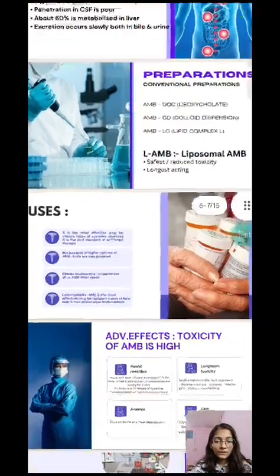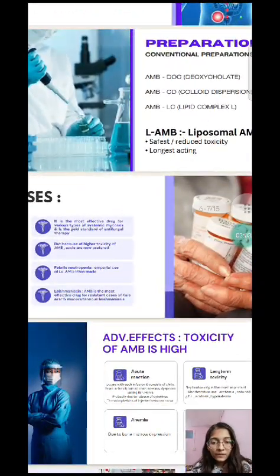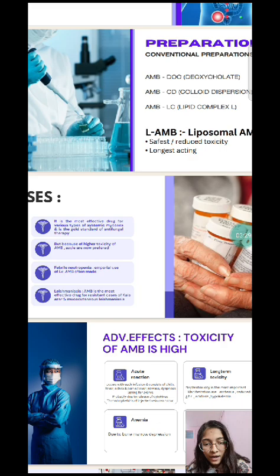Let's see its uses. It is the most effective drug for various types of systemic mycosis and is the gold standard of antifungal therapy. But because of its higher toxicity, azoles are now preferred. Empirical use of intravenous amphotericin B is often made to treat febrile neutropenia. Leishmaniasis. Amphotericin B is the most effective drug for resistant cases of Kala Azar and mucocutaneous leishmaniasis.